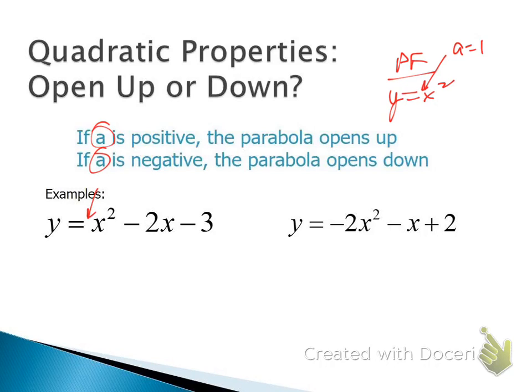Same thing here. If A is positive, then even though this is not the parent function, it's still going to open up, just like the parent function does. And so that's not going to be different. Okay? If A is negative, like it is over here, then the parabola is going to open down. That's going to be different than the parent function, and we have to do some adjustments from there. Okay? But that should be pretty quick. Look at A, and if it's positive, the parabola will open up. If it's negative, the parabola is going to open down.